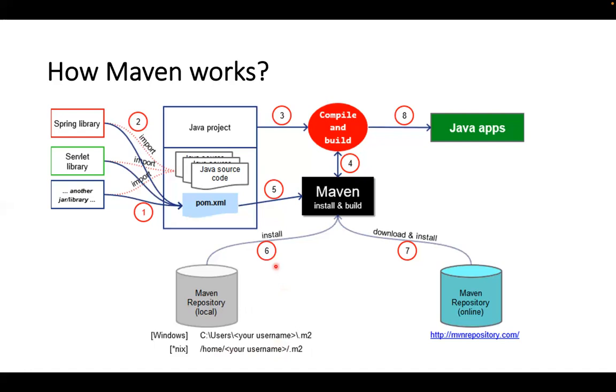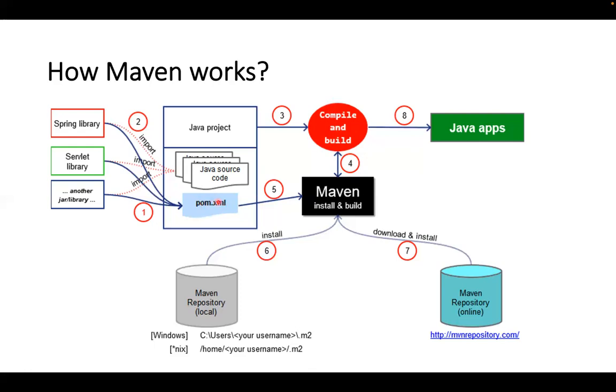Suppose the Java files requested, I was requesting 4.14 in Selenium. If that is not available, then it will go to the Maven central repository, which is nothing but the internet, and it will download from that, put it in the local repository, as well as it will be referred in my project. After that, I can perform actions like compile or build. It will do it and create my Java project.